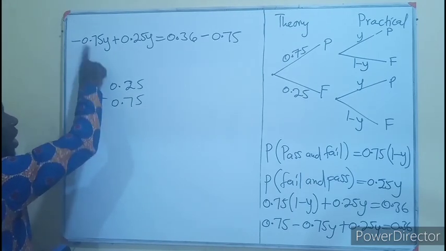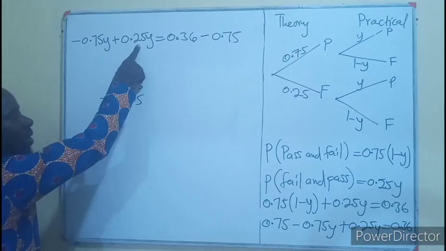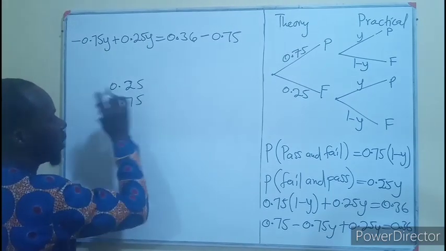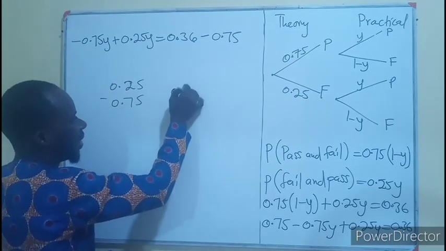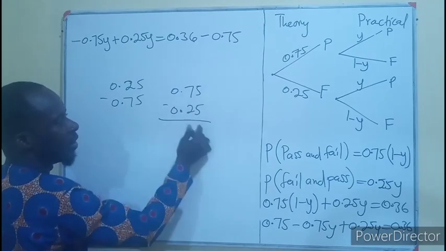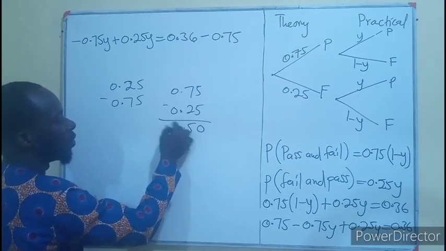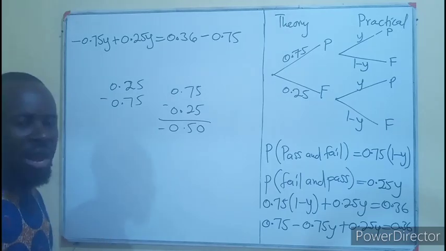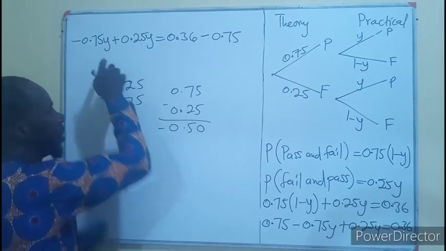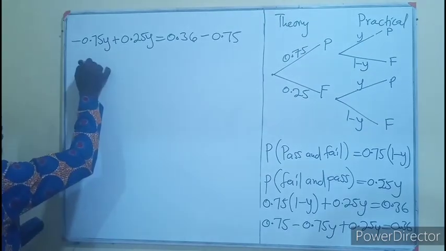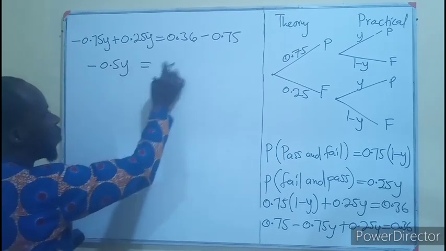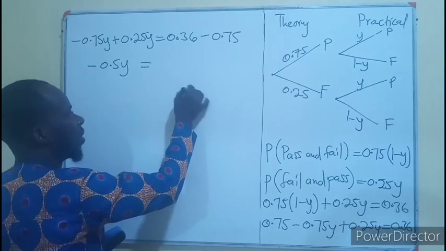That is what we are going to do. This is going to be the one subtracting from this. See, this is the positive. So it means that we are going to get our answer in negative. The best thing for me is to maintain the negative in my mind and take 0.75, 0.25 and subtract. This will be 0, this will be 5. So I'll be having negative 0.50y if I am to perform this operation, equals the subtraction 0.36 minus 0.75.